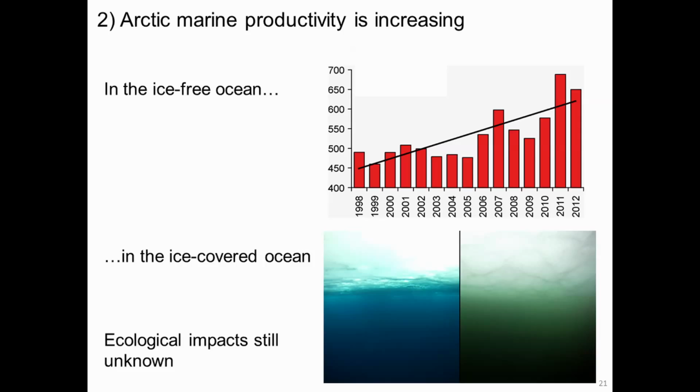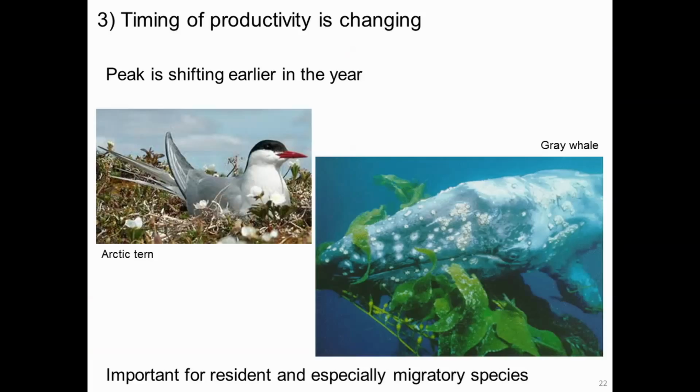It's increasing in the ice-free ocean, and now it's increasing in the ice-covered ocean as well. We don't know what the ecological impacts of this is going to be. It's too soon. It's happened too recently. We just don't know. And this is the one that worries me the most. Because ice is melting earlier, now phytoplankton blooms aren't even waiting for the ice to melt anymore. They're blooming when there's still ice there.